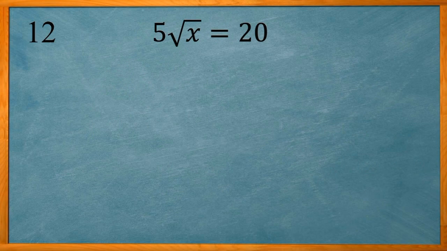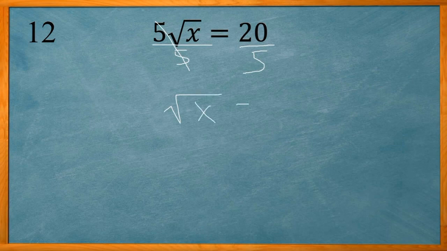So again, we have a square root in here, but we need to get the square root term by itself. And now we have 5 times the square root of x equals 20. So that's multiplication, so I have to do the opposite, I have to divide both sides by 5. That reduces down to 1 square root of x, or just square root of x. 20 divided by 5 is 4.